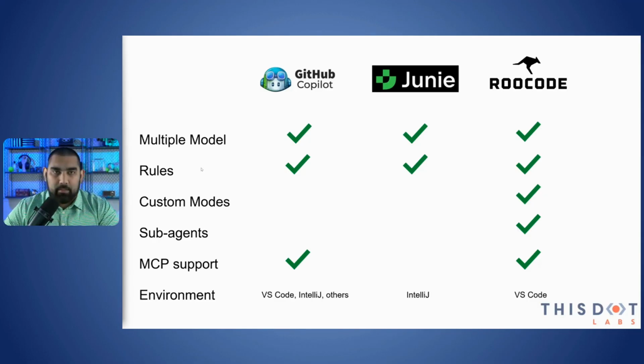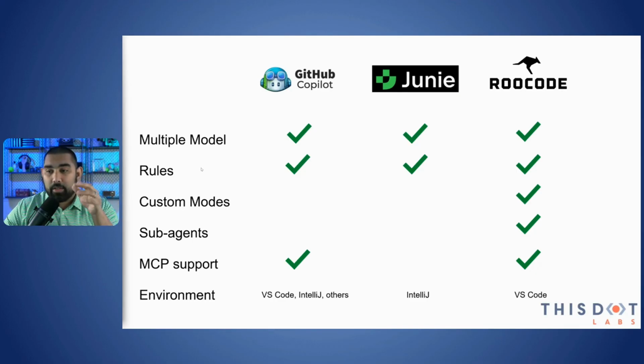Then there's custom modes. This probably won't make sense until I show it. There will be sub agents, which again, is only available in RooCode out of the 3 that we're showing today. MCP support. Now at AI Engineer World Conference in San Francisco that I was at, Copilot unveiled the MCP support, which was a very, very big deal. But with RooCode itself, there's MCP support as well. I love the fact that more companies are getting that. I think it's really, really good.